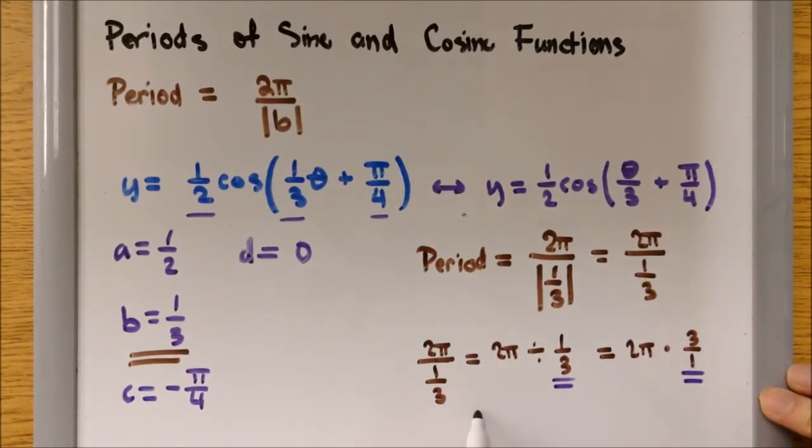So remember, it's a whole number, 2 pi times a fraction. All we do is going to multiply to the numerator. So 2 pi times 3 is 6 pi over 1. And then 6 pi over 1 is simplified to just simply 6 pi. So the period of this example is 6 pi.